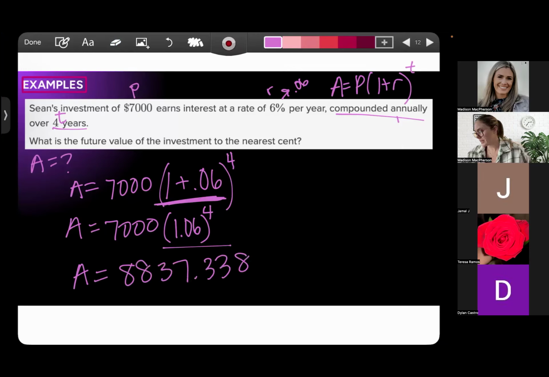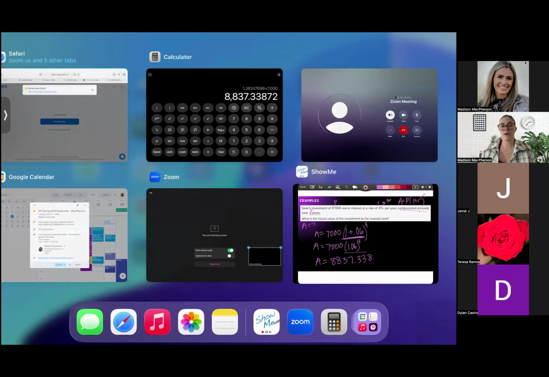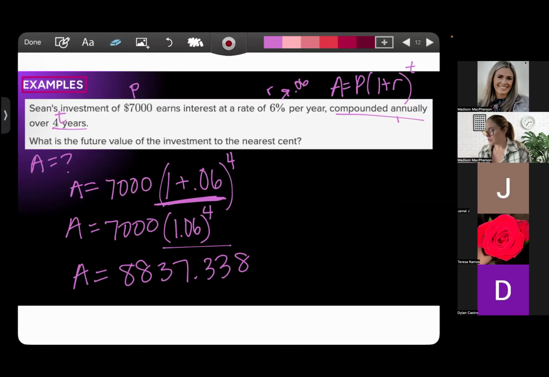8,837.338. I think that's what we had. Let me double check. 8,837.338. Yes. Okay. So I wrote down three numbers after the decimal because I want to be able to round. So remember, when you're looking at money, you only want to go to the hundredths place, right? Because you want it to look like cents. So looking here, I have a 3. The number next to it is bigger than 5. So that means I'm going to round up. So A equals 8,837.34.